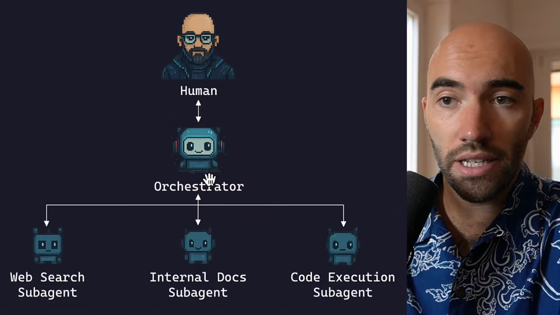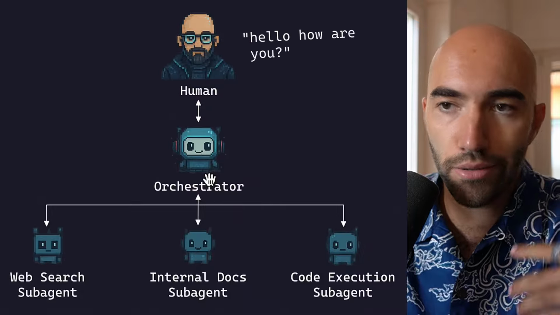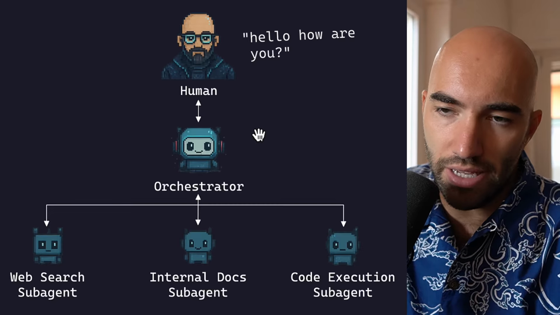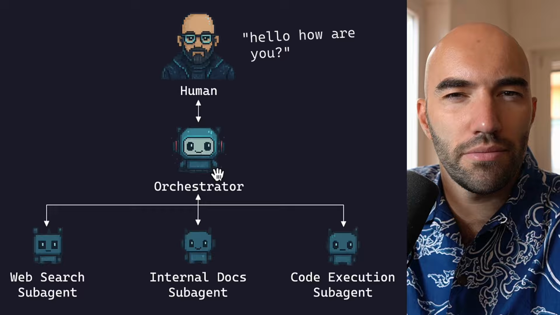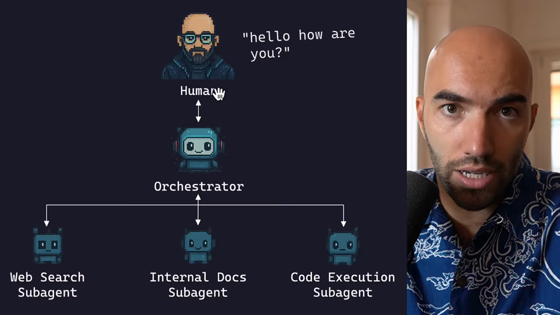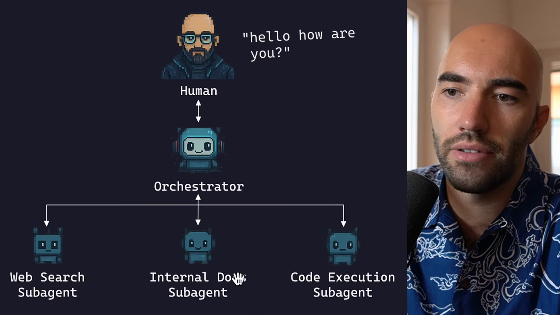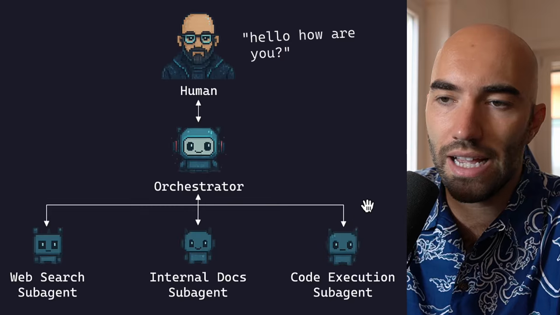Now, alternatively, if you say, hello, how are you? The orchestrator doesn't need to do anything. It doesn't need to go to any of these subagents. So it will say, okay, I'm just going to respond to the human directly. There's no need to go down and run anything else here.